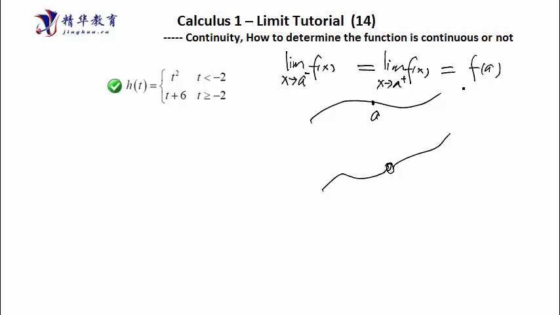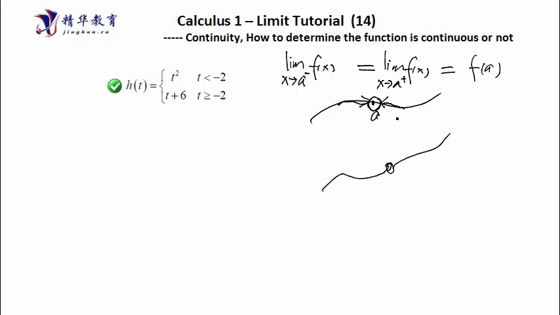That easy. So what's the actual reason for this? We have the left-hand side, the right-hand side, and the point itself. If these three things meet at one point, that means it's sealed, and it's continuous. If any one of them is missing, it's not continuous at all.